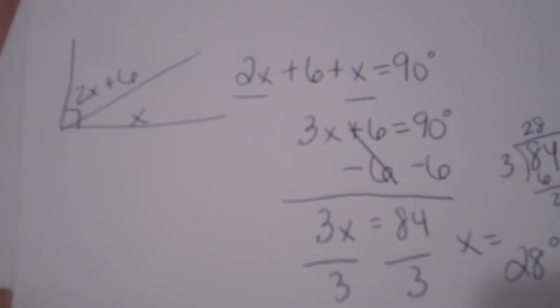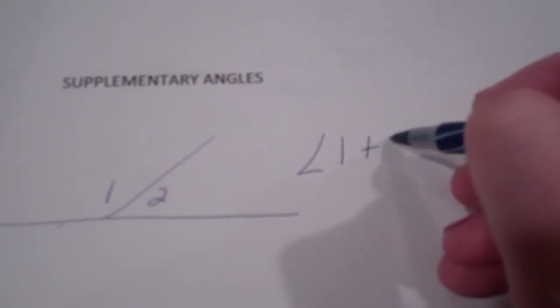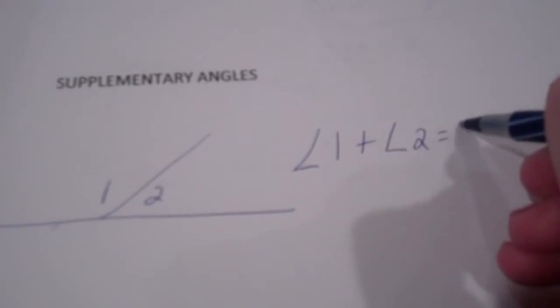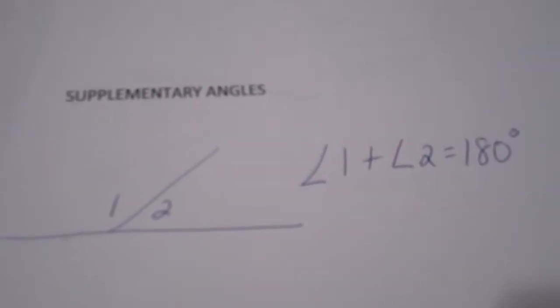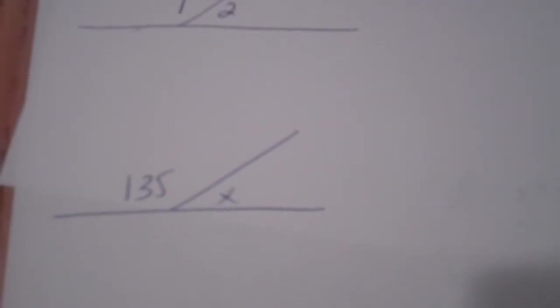Now, let's look at the last relationship, supplementary angles. Now here we notice that these two angles create this straight line segment here, which would then tell us they're supplementary, and that also means they add up to exactly 180 degrees. Let's see that applied to an example now.